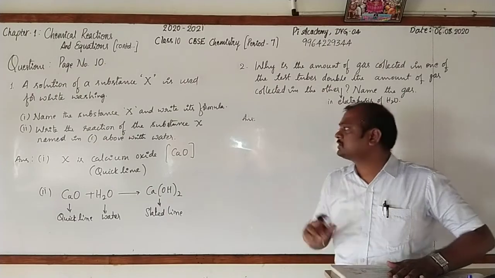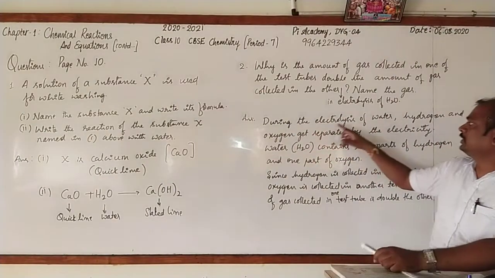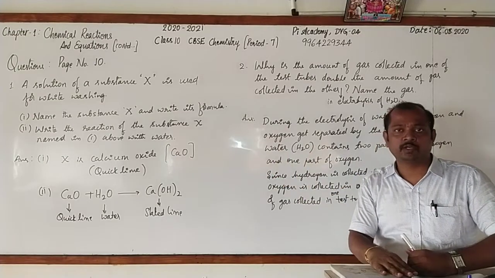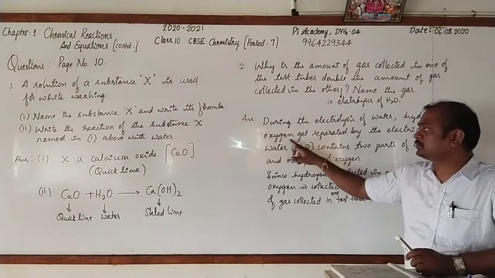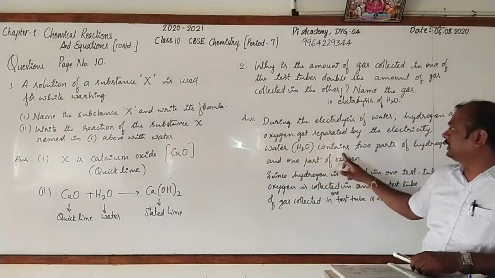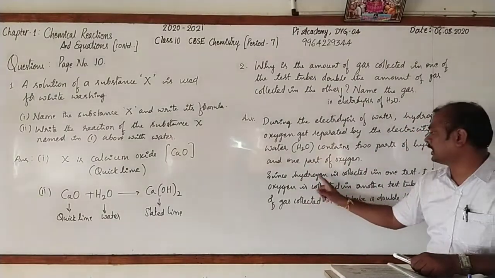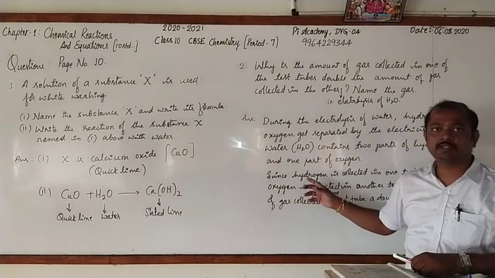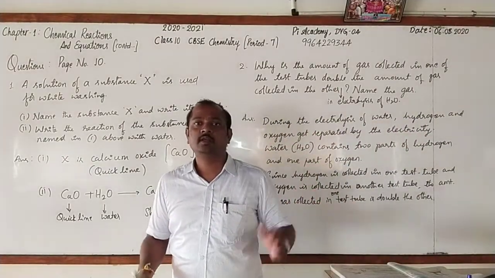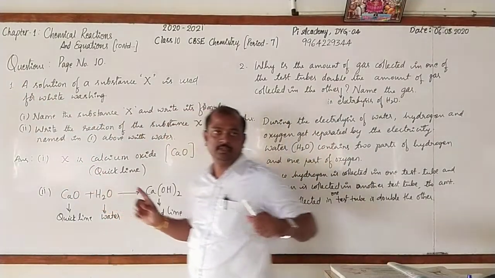Did you understand? Yes, let me go for writing the answer. So, observe this. We all know that during the electrolysis of water, that is, when electricity is passed through water, it gets split up into hydrogen and oxygen gases, right? Then we also know that water contains two parts of hydrogen and one part of oxygen. Since hydrogen is collected in one test tube and oxygen in another test tube, therefore the amount of gas collected in one test tube is double of the other. Did you understand?